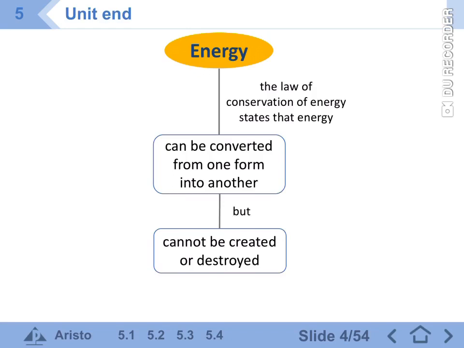Now, under energy, we have studied the law of conservation of energy. This is a statement that energy can be converted from one form to another, but it cannot be created nor destroyed. So basically, energy is already there. It just changes from one form to another. That's what is meant by the law of conservation of energy.